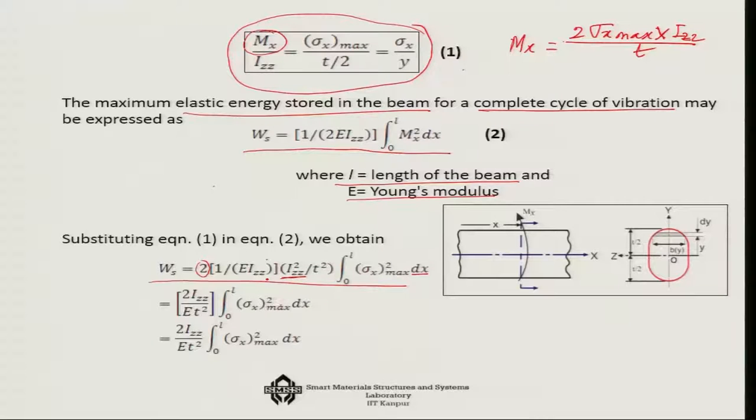So, that is why Izz square is out of the integration itself, and of course, the 2 E Izz is there. Here E, the modulus of elasticity, and Izz remain constant in this particular equation. With this we can simplify it, and we get a relationship for Ws as a function of Izz, sigma x max square, the integration from 0 to L of dx, and E and t square. So, we have some geometric parameters and some material parameters of the system.